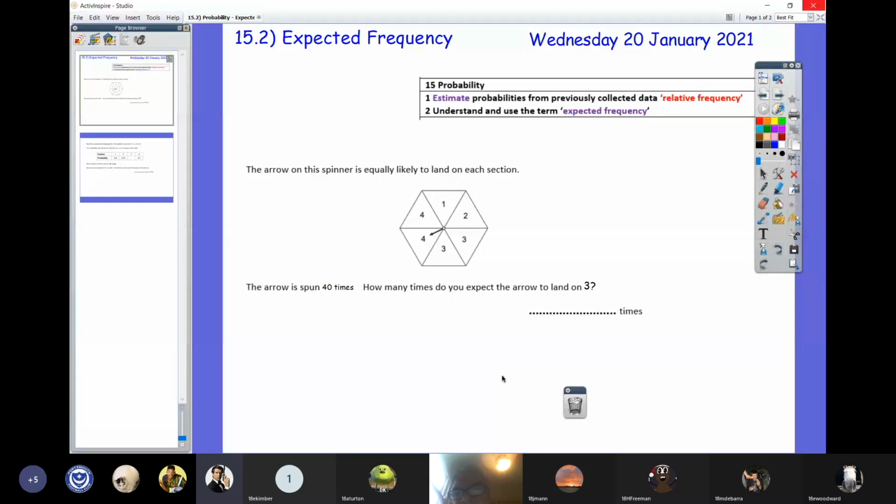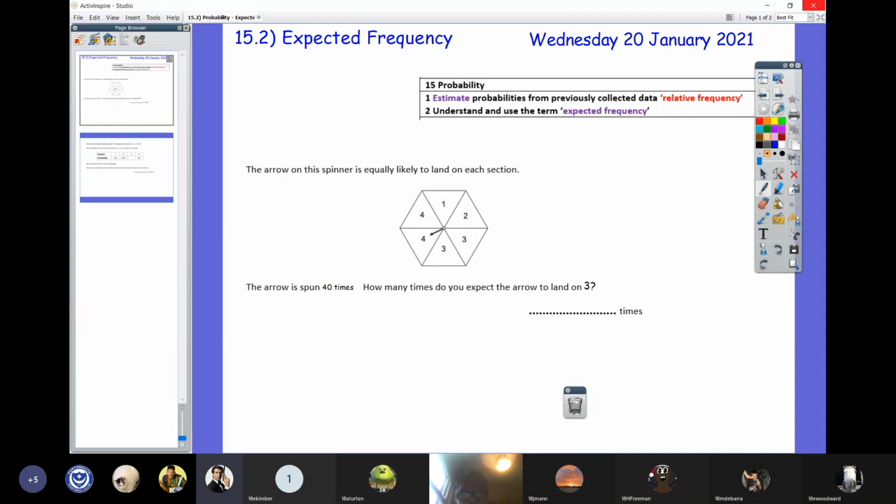We were estimating probabilities from previously collected data. Now this is very similar to what we're doing today, but this is more theoretical. You can actually work out the probability. I've just amended a couple of the types of questions we'll be doing today, and I suspect you're going to rattle through these today. So let's have a look at the question that I've just amended here.